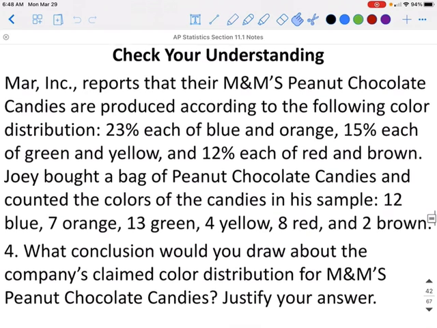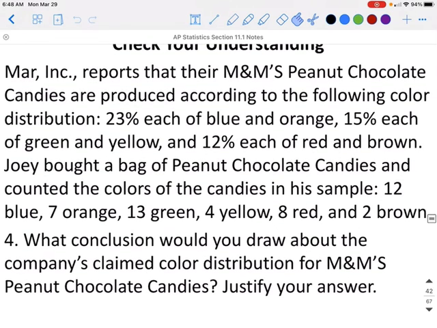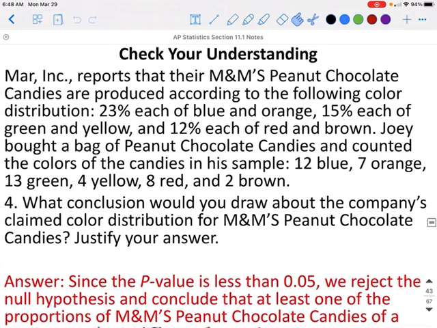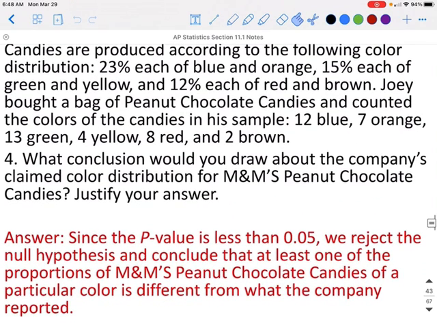What conclusion would you draw about the company's claimed color distribution for the M&M peanut chocolate candies, and justify your answer? Since the p-value is less than 0.05, we reject the null hypothesis and conclude that at least one of the proportions of M&M peanut chocolate candies of this particular color is different from what the company reported.